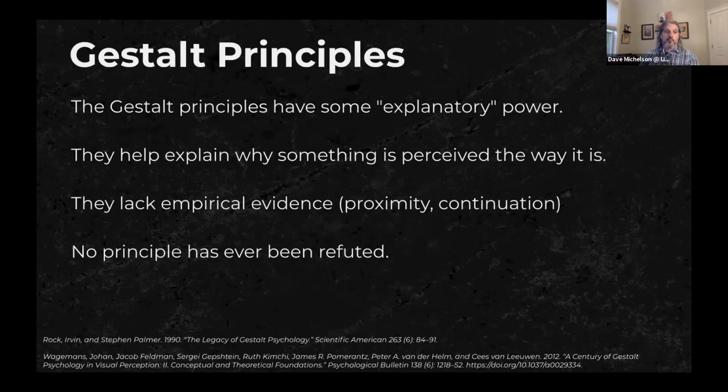The thing about Gestalt principles is that they have a big explanatory power. They help explain why we perceive something the way it is, why it looks the way it looks. But there's very little empirical evidence of these existing. With proximity being an exception, proximity is one of the only Gestalt principles where researchers have found distances in which you start to see things as grouped together. And same with continuation. The main thing with continuation are the sharp angles. So less sharp angles will mean it's more likely to be seen in continuation.